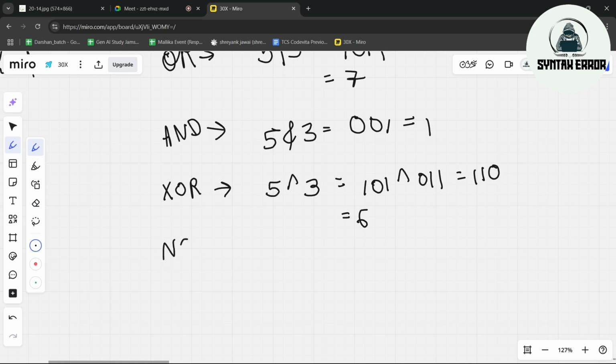Next one is also very simple, that is NOT. For writing NOT, we have only one integer itself. We will use this operator, and what it does is toggle all the bits. So NOT of 101: 1 will become 0, 0 will become 1, 1 will become 0. What is this? This is 2.